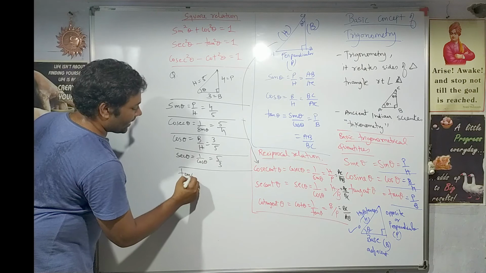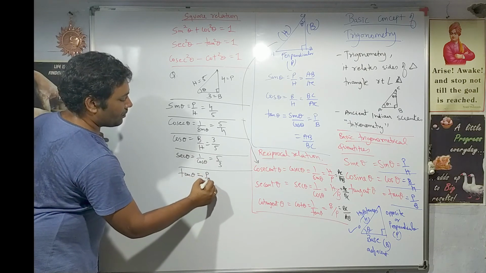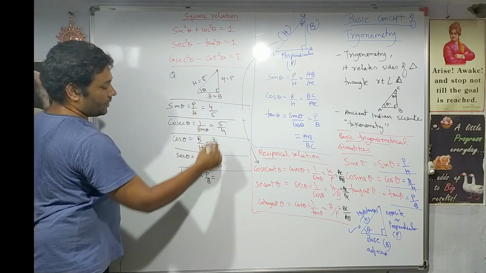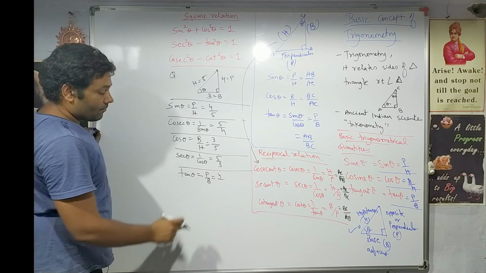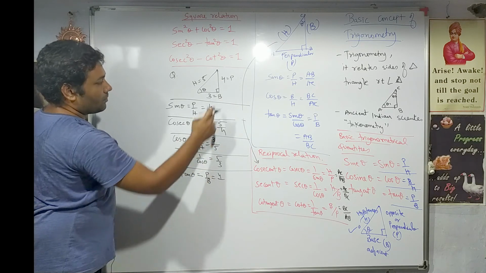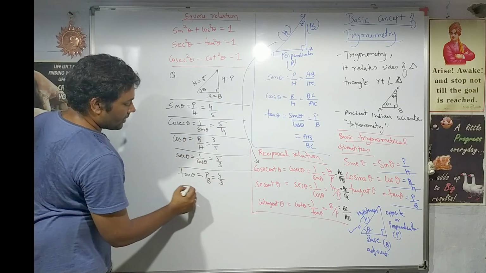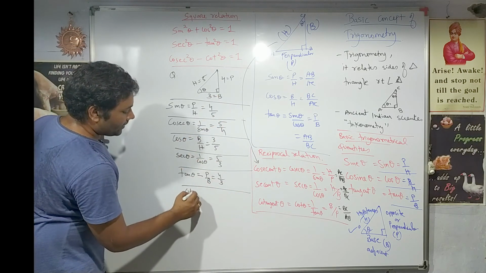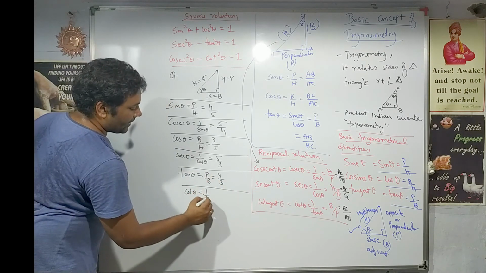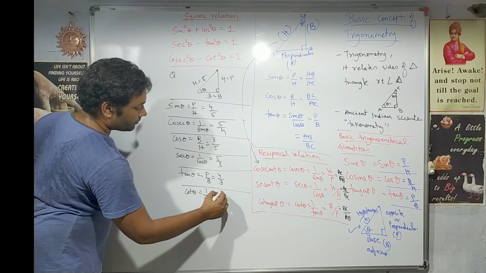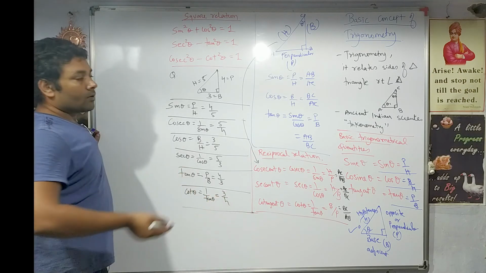Similarly, we can find tan theta. The tan theta formula is perpendicular upon base. So perpendicular is 4, right? Perpendicular is 4, base is 3. Since we got tan theta, we will easily get cot theta, because cot theta is nothing but the reciprocal of tan theta. So cot theta will be 3 by 4.